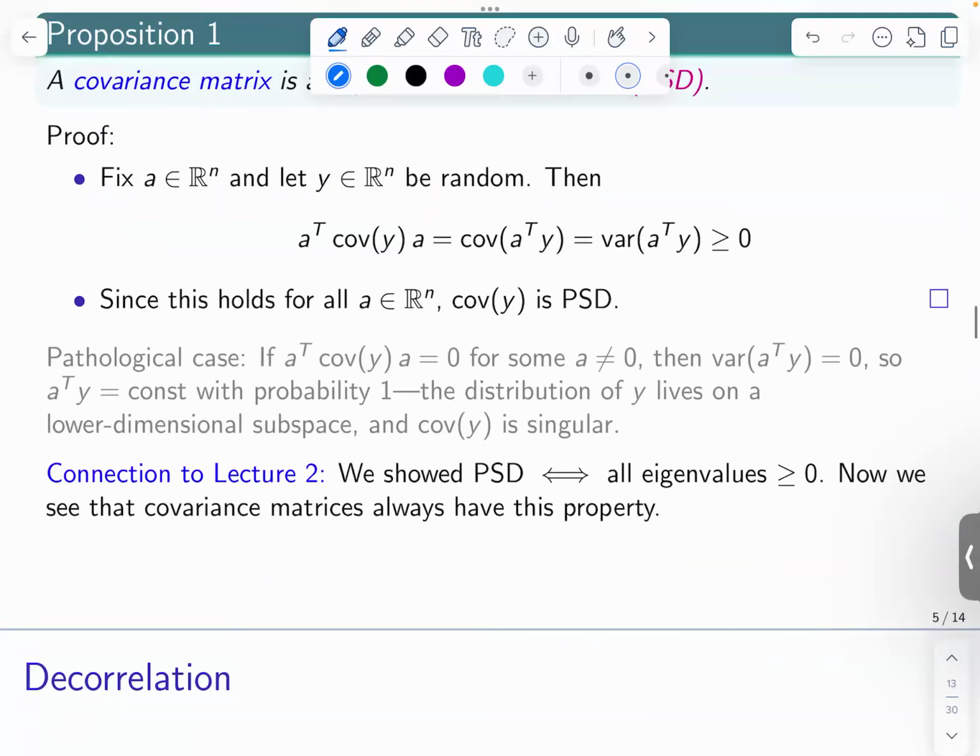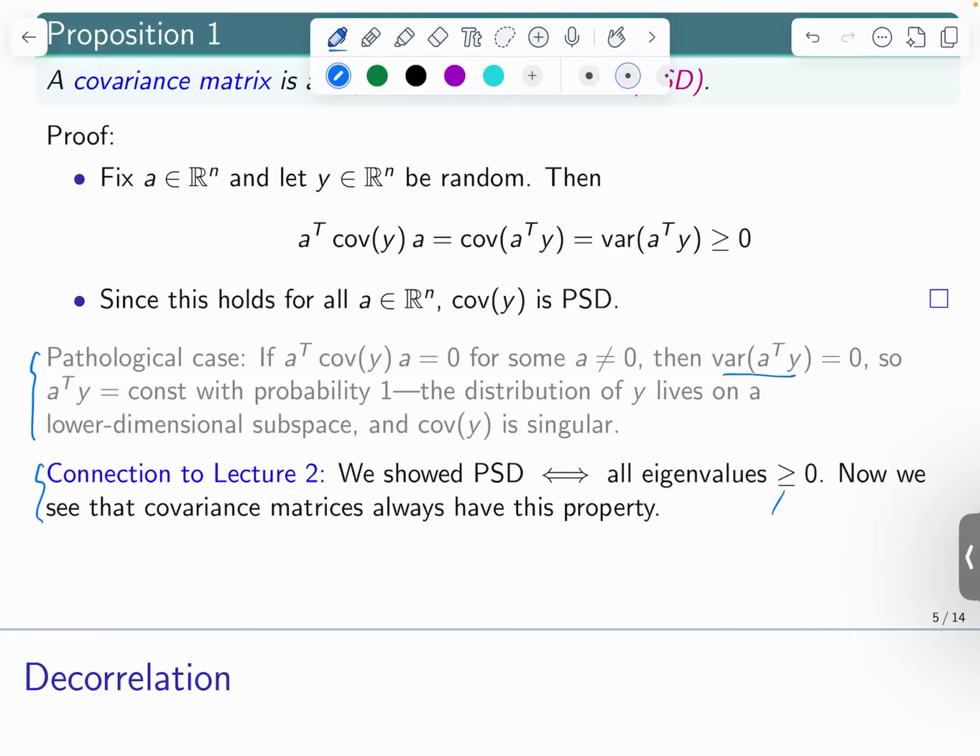A particular consequence of this, for example, is that all the eigenvalues of a covariance matrix are non-negative. That's a property of positive semi-definite matrices, but some could be zero. And if that happens, it means that there is a linear combination of elements of Y whose variance is zero, and variance zero has a special meaning. I'll let you think about it. It will be a pathological case, a pathological distribution. Oftentimes this doesn't happen, so we're not going to focus on it. Read that part for yourself.